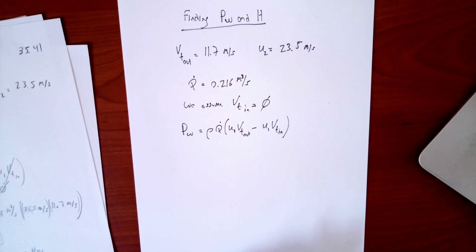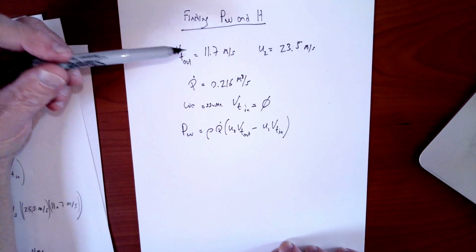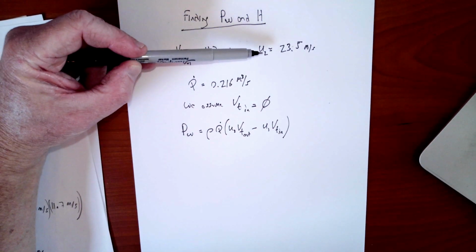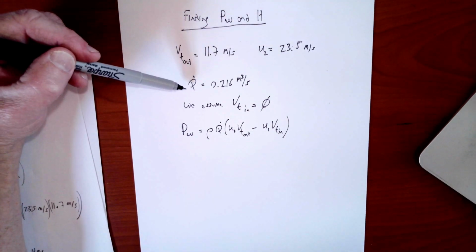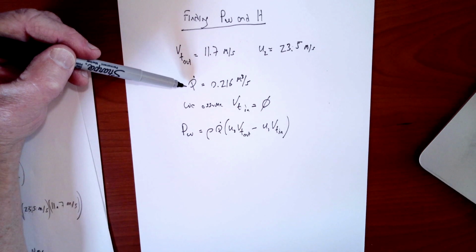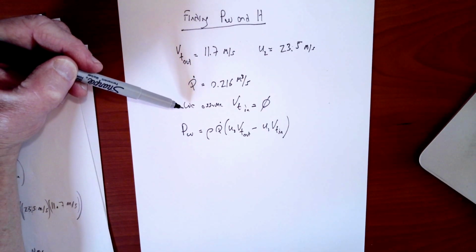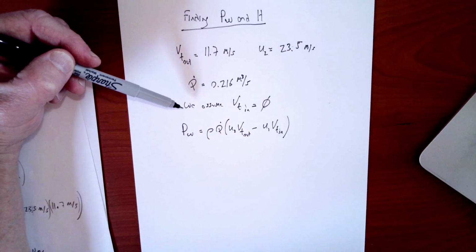We're now ready to finish this problem. So we're going to find the water horsepower and the net head. We know several things. We found that the tangential outlet velocity was 11.7 meters per second. We found that U2, the blade tip speed at the outlet, was 23.5 meters per second. We found that the volumetric flow rate was 0.216 meters cubed per second. We are assuming in our model that the tangential velocity at the inlet is zero. That is, only a normal velocity at the inlet to the blade region.